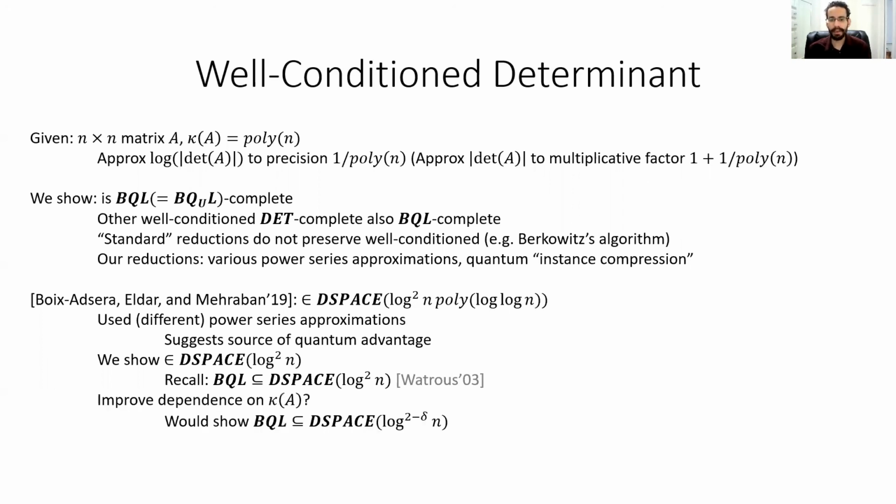Lastly, we ask if it's possible to improve the dependence on the condition number for these results. If it is, that would imply a new best classical upper bound on quantum log space.